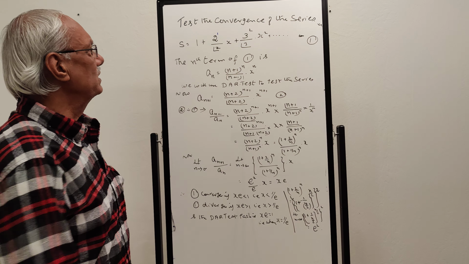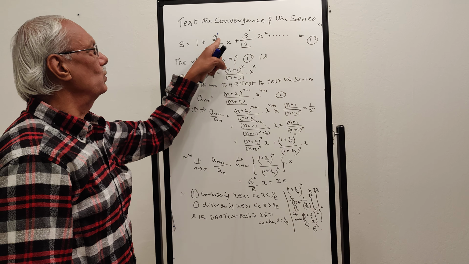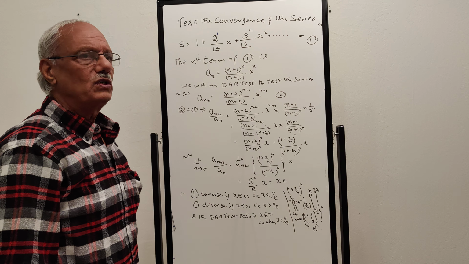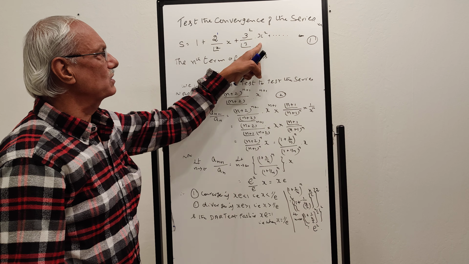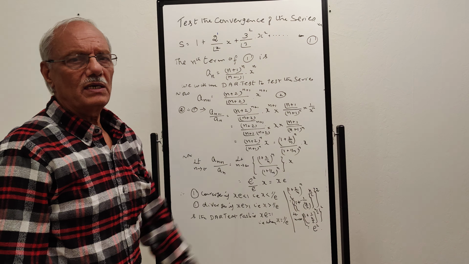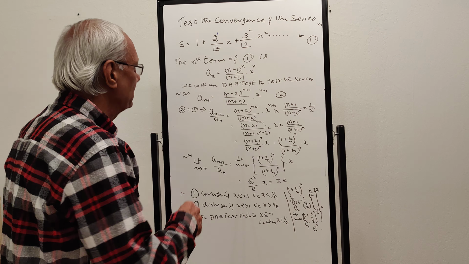Today I have taken yet another problem. Test the convergence of the series 1 plus 2 to the power of, actually this is 2 to the power of 1 divided by factorial 2 into x plus 3 squared divided by factorial 3 into x squared plus dot dot dot. It goes on like that. Now you see that I take this.